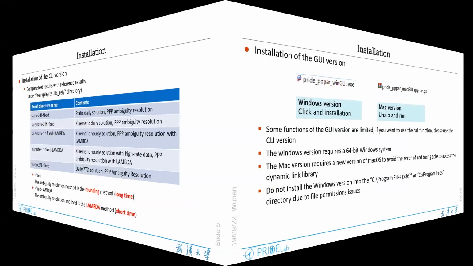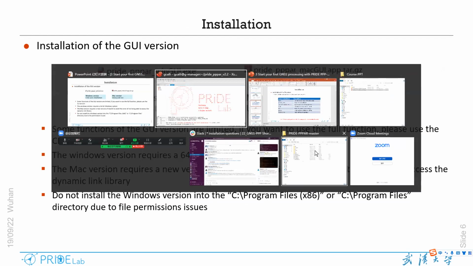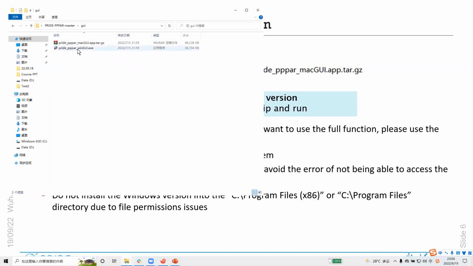The GUI version is divided into a Windows version and a Mac version. The Windows version is installed through the .exe installation method, and the Mac version can be used after unzipping. The GUI directory in the software package holds the GUI version. I'll show you how to install the Windows version.